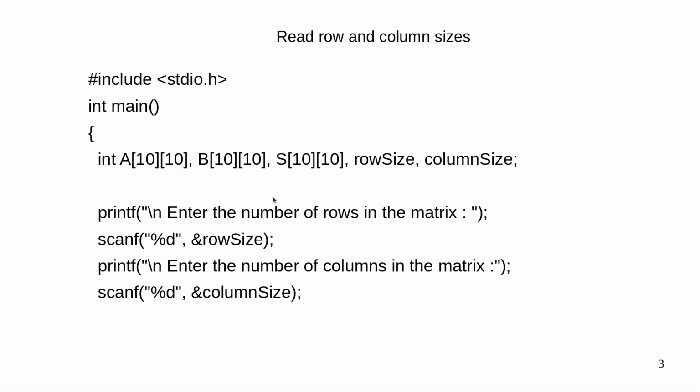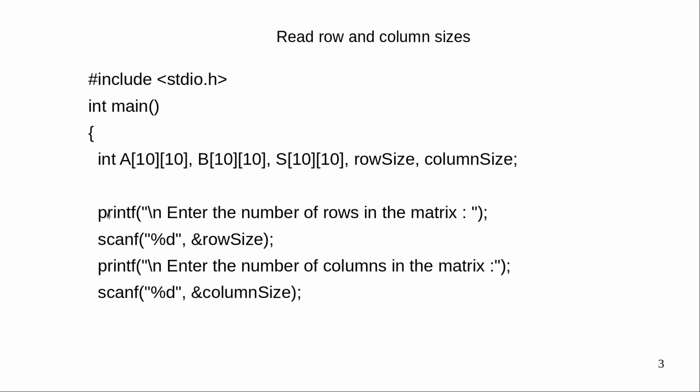If we divide it into different steps, here we can see the variable declarations. Here I have included three arrays. Int A of 10 10 is for entering the first matrix, B of 10 10 for the second matrix, and S representing sum, S of 10 10 representing the matrix where we will be storing the sum of the matrices A and B. And then we have two variables here, row size and column size. As we said earlier, all these matrices will have the same row size and the same column size. So we will have one variable for storing the row size and another variable for storing the column size.